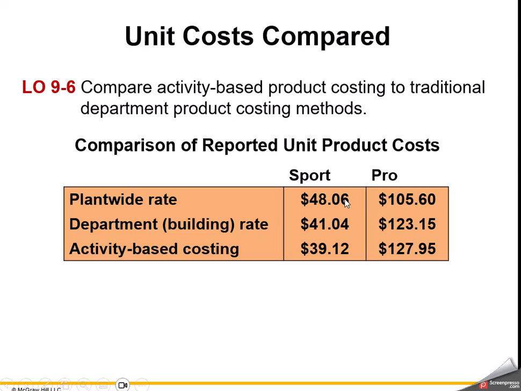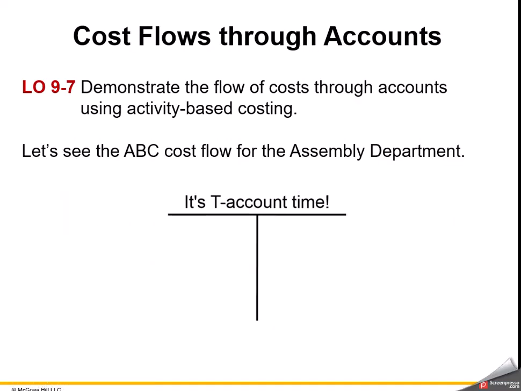So the overly generic one ends up hurting the sport a little bit more than it should. But again, the activity-based is going to be harder to keep track of, so there's more cost involved. So maybe in this case, the department rate might be the best one because it'd be a little less.